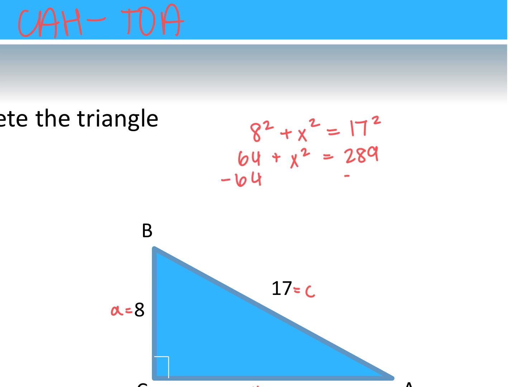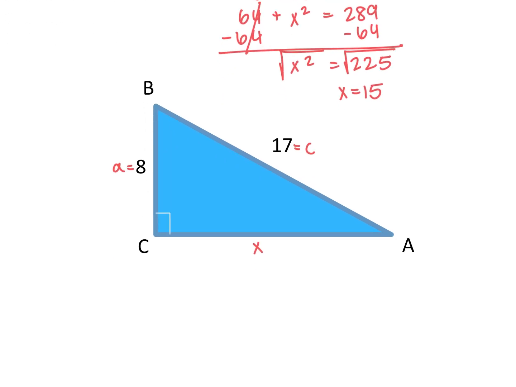Solving for x, I'm going to have 64 plus x squared equals 289. Subtract 64 from both sides. x squared equals 225. And getting rid of my squared, I'm square rooting. x equals 15 as a whole. So that's the first thing that you should have done, was solve for your missing side.